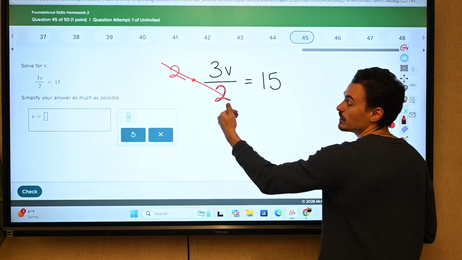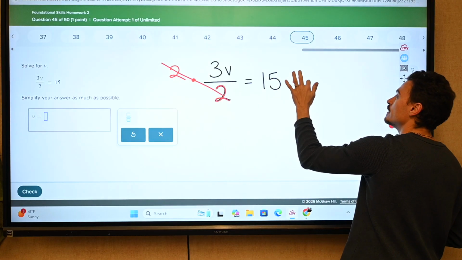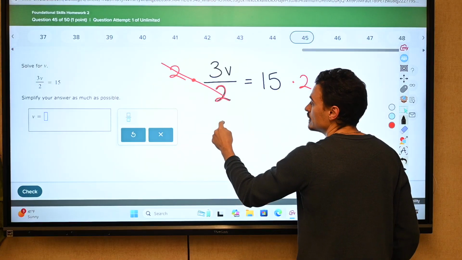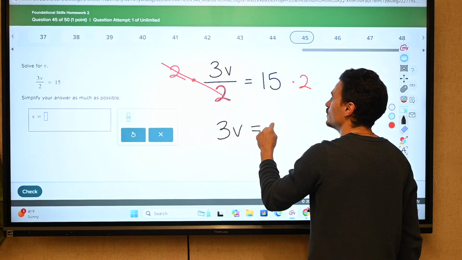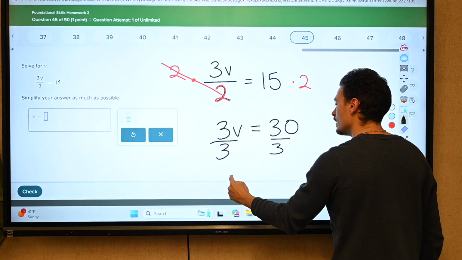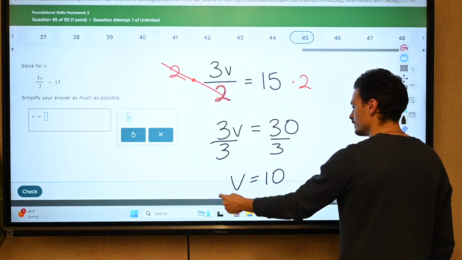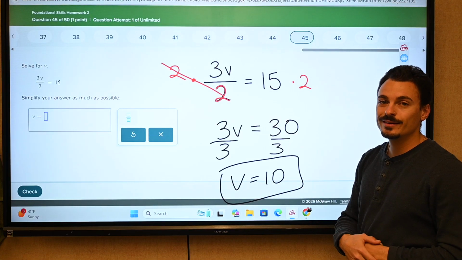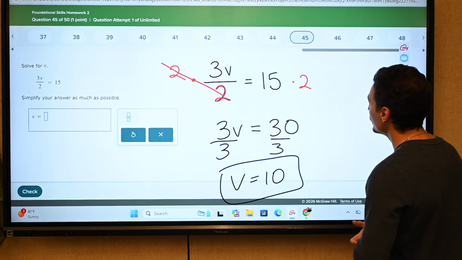If you do something on one side, you have to do it on the other as well. So to keep things balanced, 3b equals 30, and you divide by 3, you get b equals 10. The key part here is in red. I hope this helps. Let me know if you have any questions.